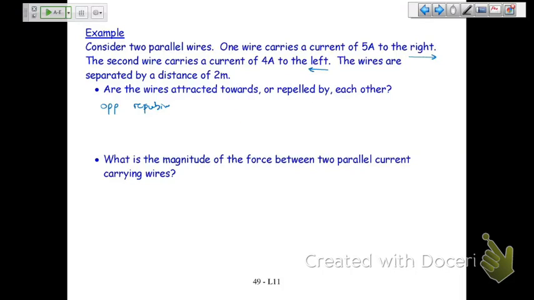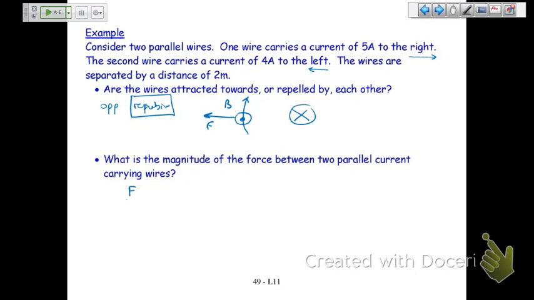Or you can basically do it like that, and you say, okay, that's coming into the board, so that means my B is going to be there. I cross B gives me F. So you can figure it out, or you can remember it. I try not to remember, I try to figure things out. So it'll be repulsive. And then what is the magnitude?